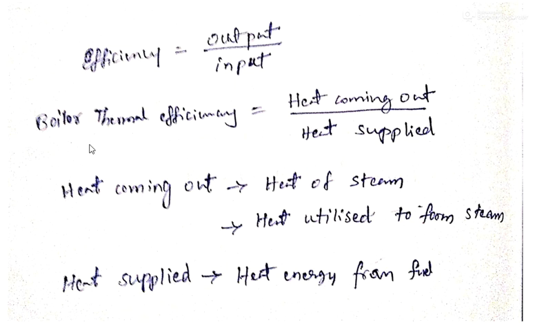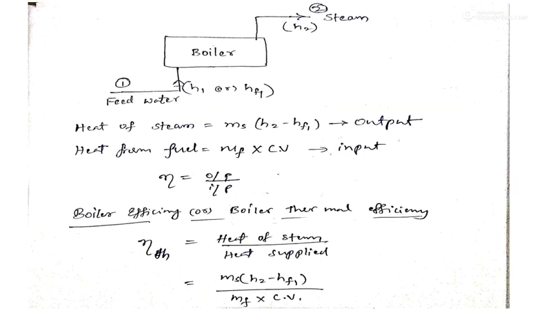So when it comes to the boiler, boiler efficiency means we have to find out the boiler thermal efficiency. The output is how much heat is coming out and the input is how much heat you have supplied. The heat coming out is the heat of the steam, or heat utilized to form the steam. So this will become the output here, and the heat input is the heat supplied, which will be the heat energy supplied from the fuel. So this will become the input here, and if you find the ratio, you will get the boiler thermal efficiency. And how to find it, just see.